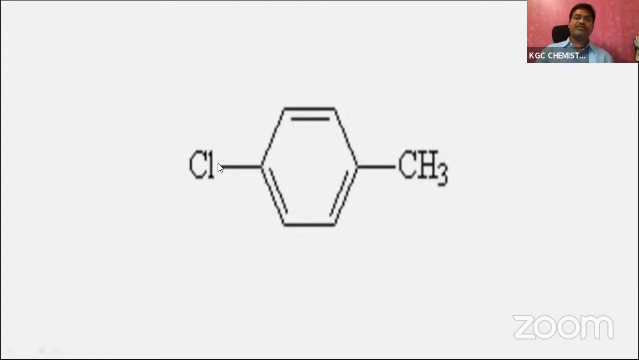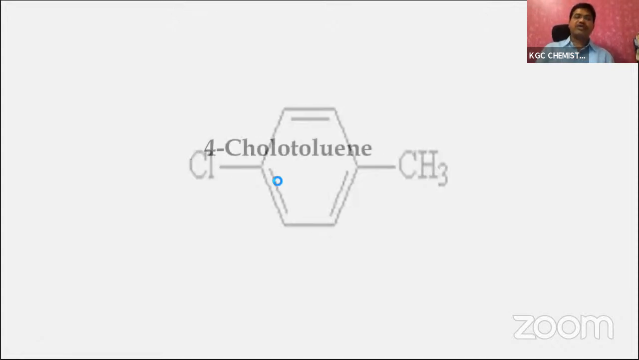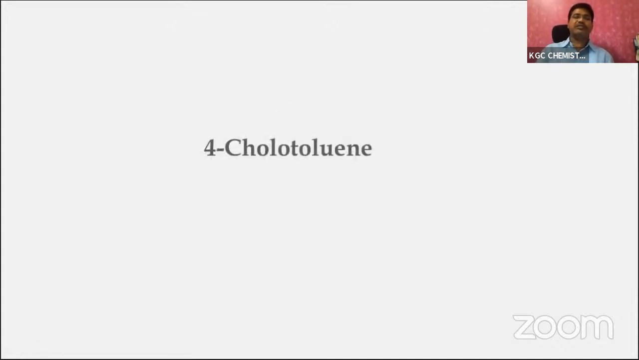Preference: 1-chloro-4-methyl benzene. You know, the methyl benzene is called toluene. That's why it is called 4-chlorotoluene. Okay, that is completed. I will take another slide.